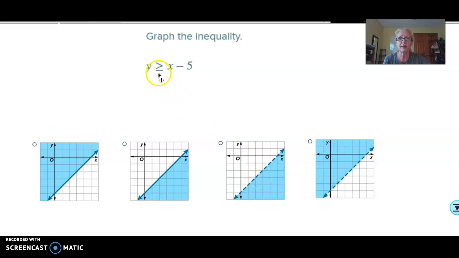Because this is an or equal to here, we can immediately eliminate both of these ones over here because these are dotted lines. This would be if it was just greater than and not or equal to.